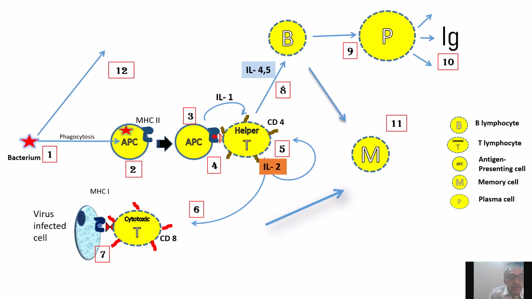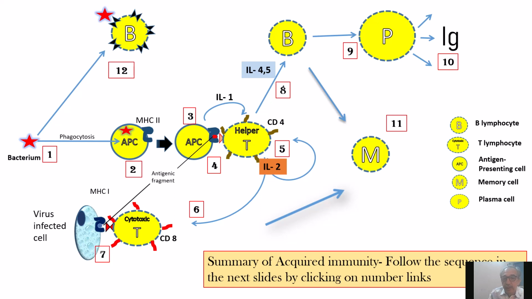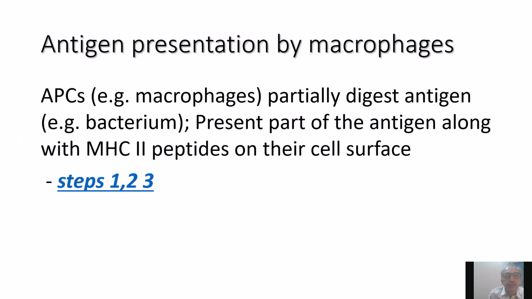One more stage, the bacterium also can be subjected to the B lymphocyte directly. The B lymphocytes can also be antigen presenting cells. This is the immunity in a nutshell, from 1 to 12. It's a summary of acquired immunity, as a specific acquired immunity. You can follow the sequence in the next slides by clicking on the number links.